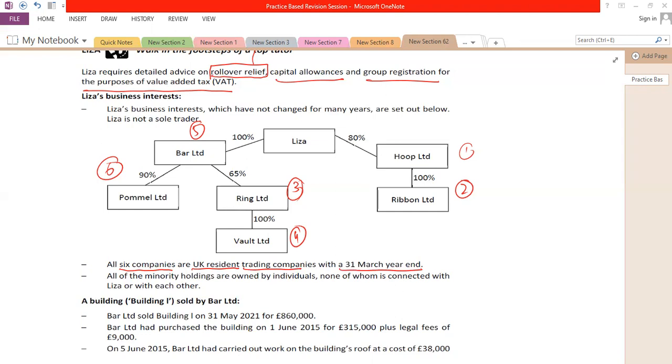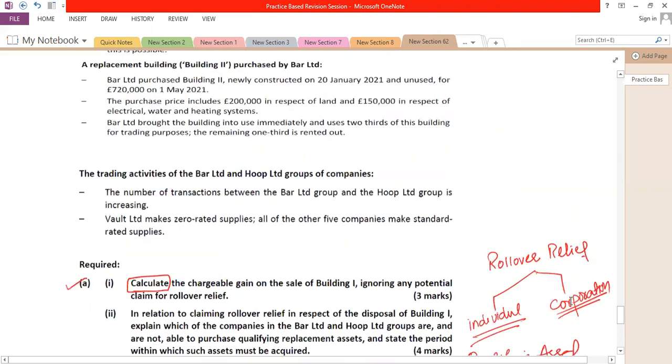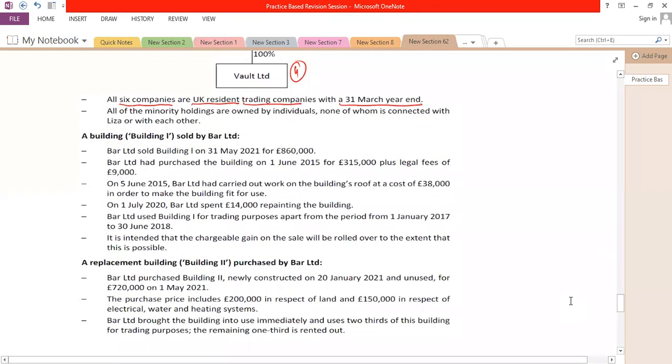And rollover is basically what? The rollover is basically a kind of relief in which you can defer your gains. Now, my first question was to calculate the chargeable gain on the sale of building 1. Let's see what is building 1.